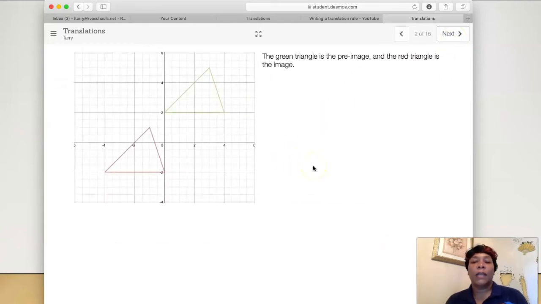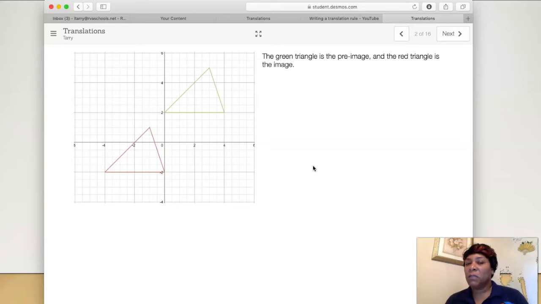So this one says, and we're going to do this one together, the green triangle is the pre-image, and I want you to write that down. And that the red triangle is the image. Pre-image means what? Exactly, our original. And the red is the image. So that's the translated figure. Throughout this lesson, the red is always going to be your translated image.